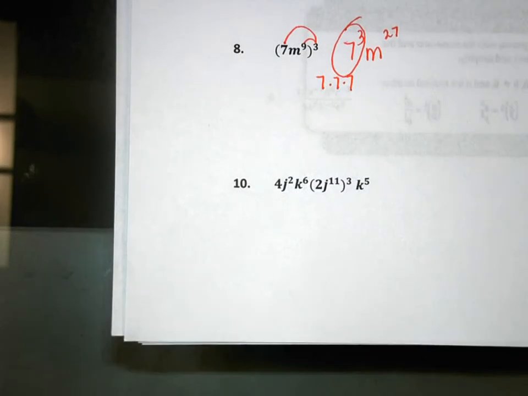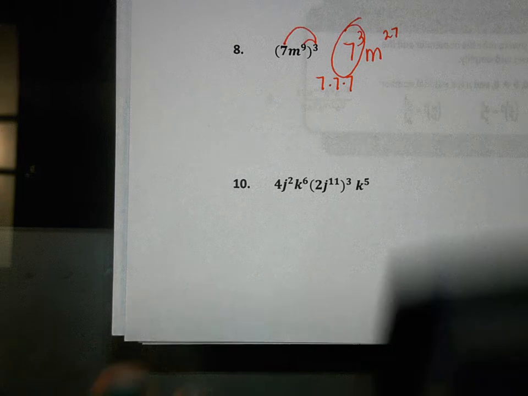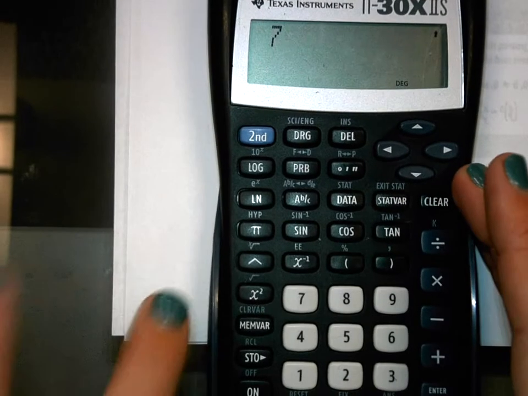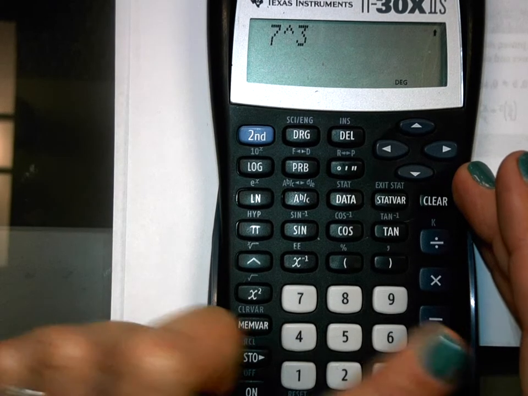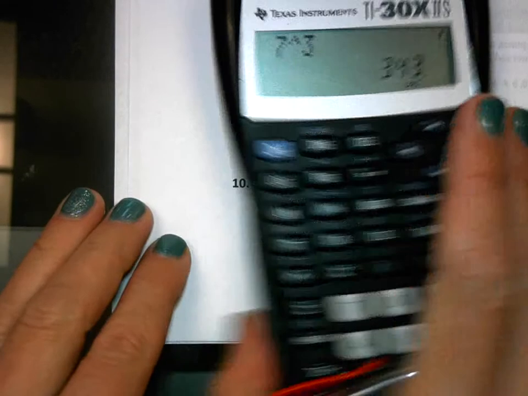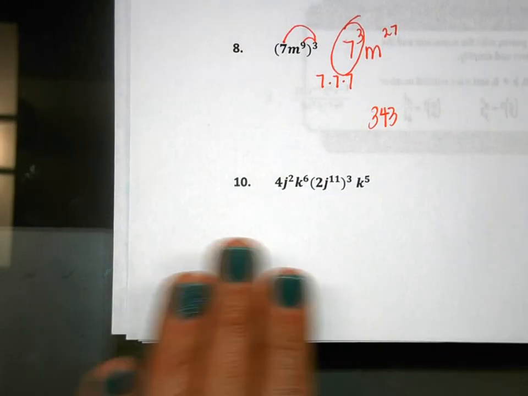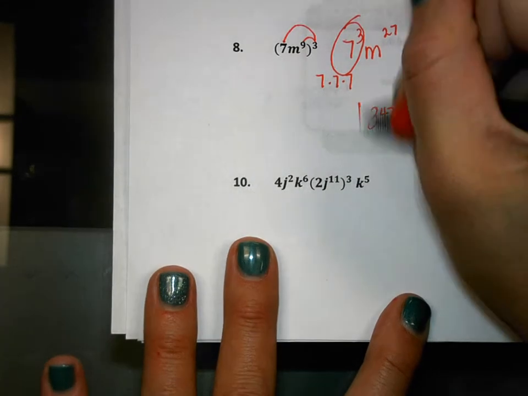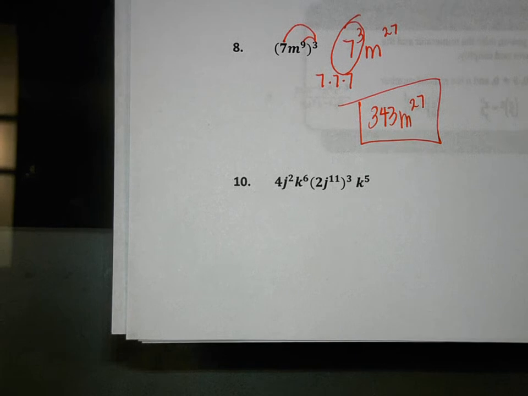Now, do you guys remember how to do this in your calculator without going 7 times 7 times 7? Okay, so you do 7. You can't see what I'm doing. Okay, 7. And then remember we use that caret key. And then to the 3rd. And that makes 343. So my answer is 343 m to the 27th power. Questions on that before we move on?